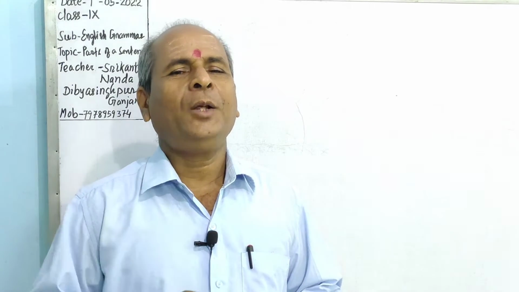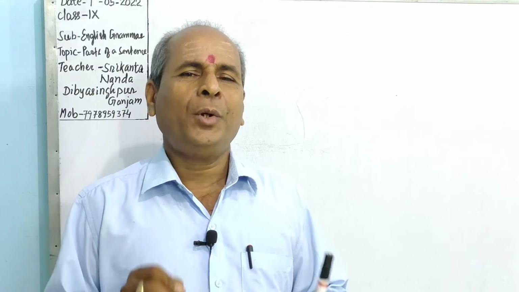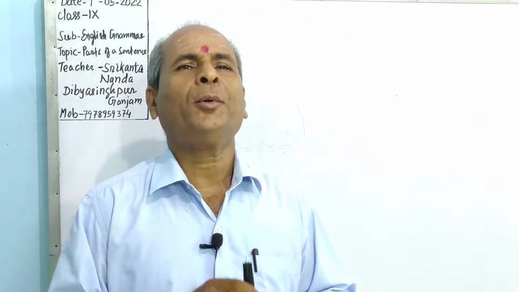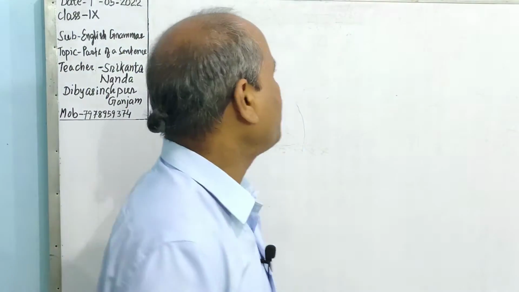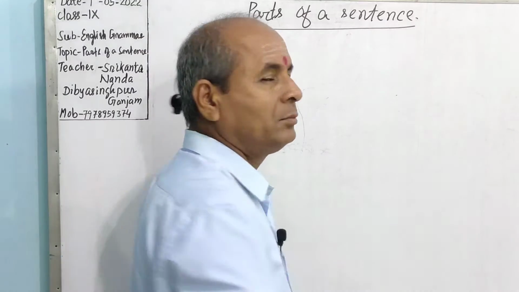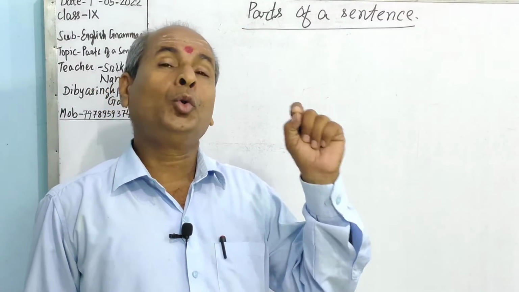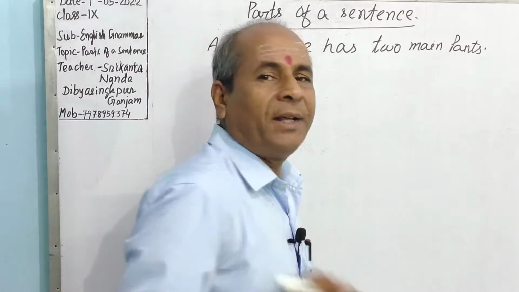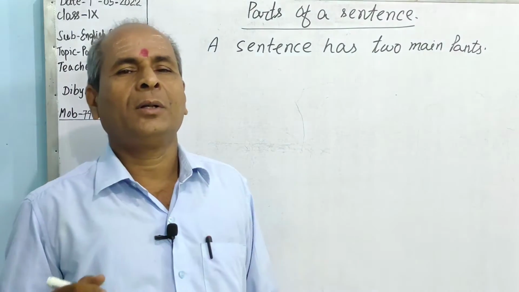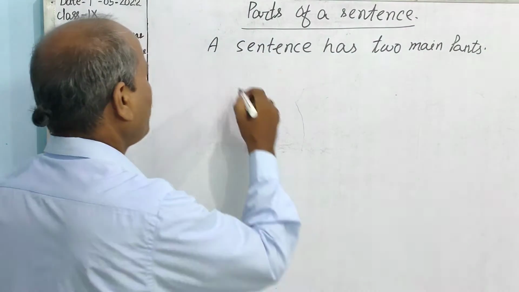So previously we have discussed the parts of a sentence. Today we will discuss more about it. Today's point of discussion is parts of a sentence. We know a sentence has two essential or main parts. What are they? One is subject and next is predicate.